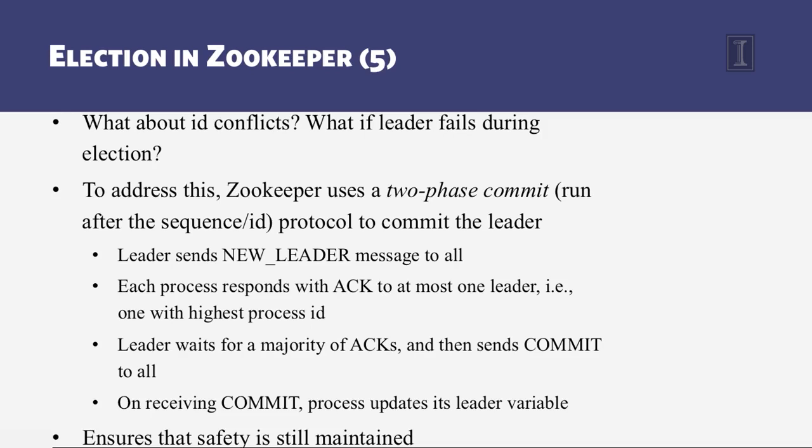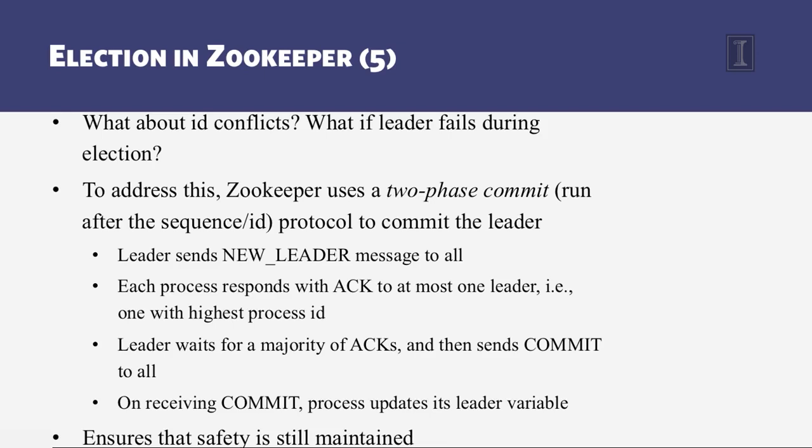If it reaches a majority, then it knows that it is a leader because each process would have voted at most once. And if the leader has gotten a majority, then it's sure that no other potential leader would have gotten a majority. This is the same idea as quorums or majorities that we have seen elsewhere in the course. Once a leader has its majority of ACKs, it can then send a commit message to all saying that it is the new confirmed leader, and everyone else on receiving this commit message updates their leader or elected variable to be the new leader. Okay, so this ensures that safety is still maintained because once a leader has a quorum, no one else can have a quorum, and so it becomes the new leader.